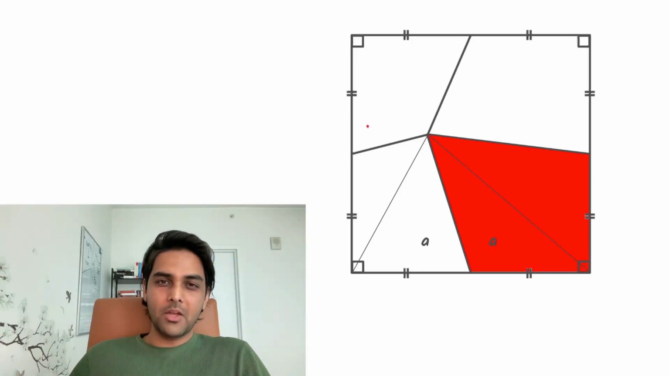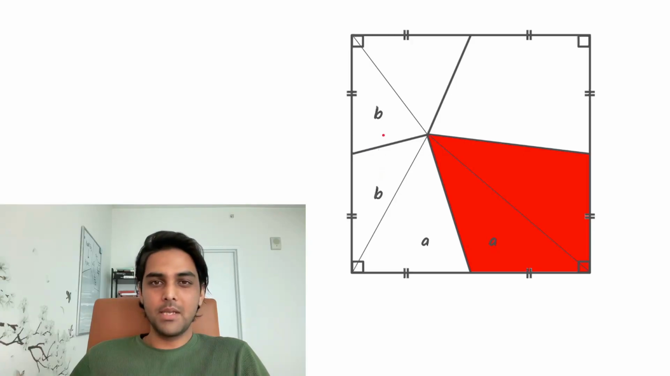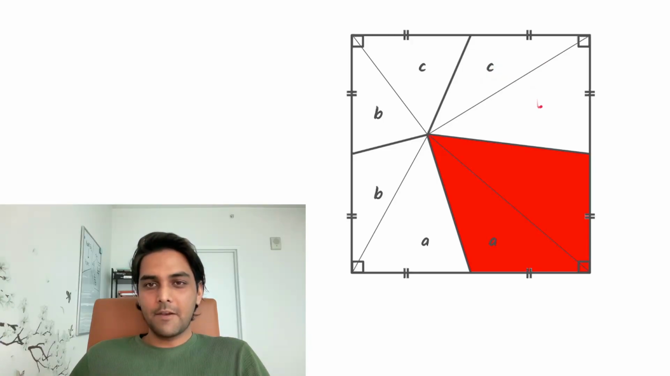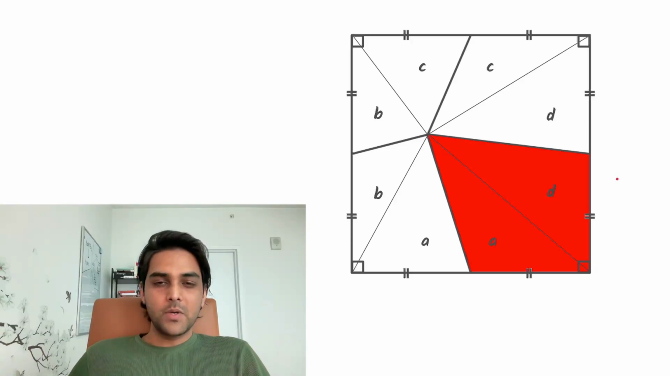We can do the same thing on this side and we get two triangles with the same area. Let's call that B. One more time on this side and we get two triangles with the same area, let's call that C. And then finally, these two triangles have the area D. Once you get to this point, we need to find the value of A plus D. And there are many ways to do this. I'm going to show you two of them.